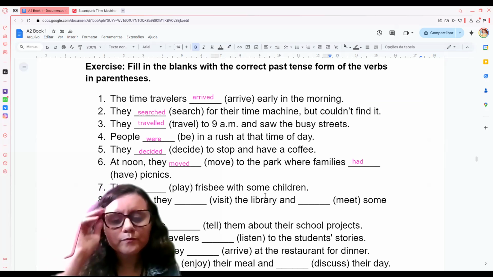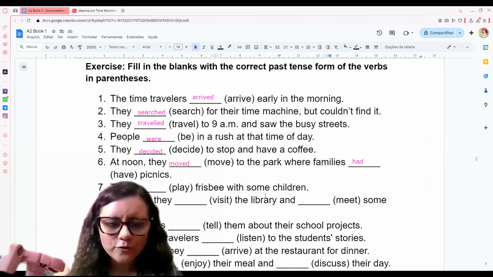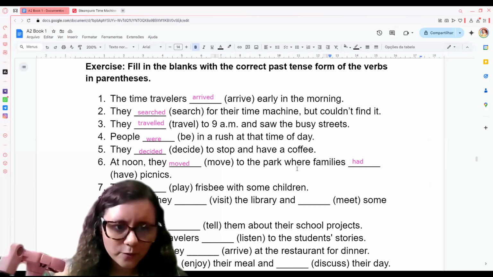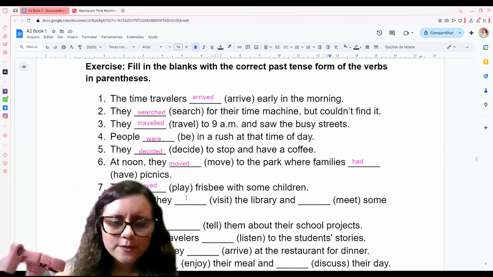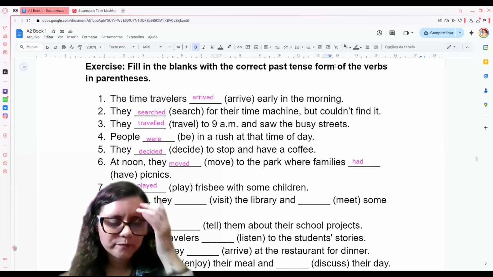They frisbee with some children. Play, regular verb, so played. They played frisbee with some children.